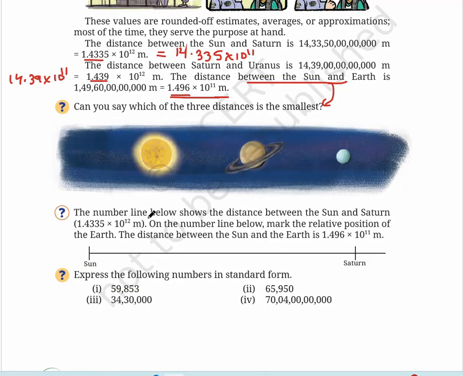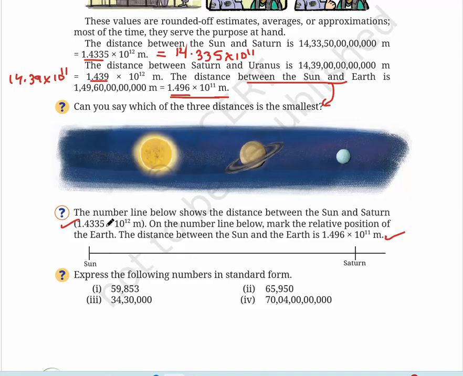Now next question. The number line below shows the distance between the Sun and Saturn as 1.4335 into 10 to the power 12 meter. On the number line below, mark the relative position of the Earth. So there is a number line given. We have to mark the position of Earth, and the distance between Sun and Earth is given as 1.496 into 10 to the power 11 meter.